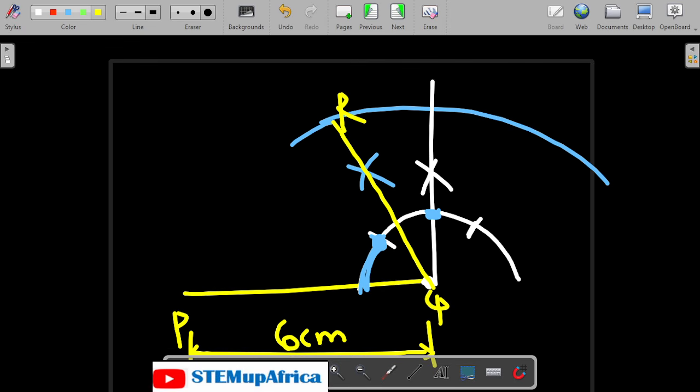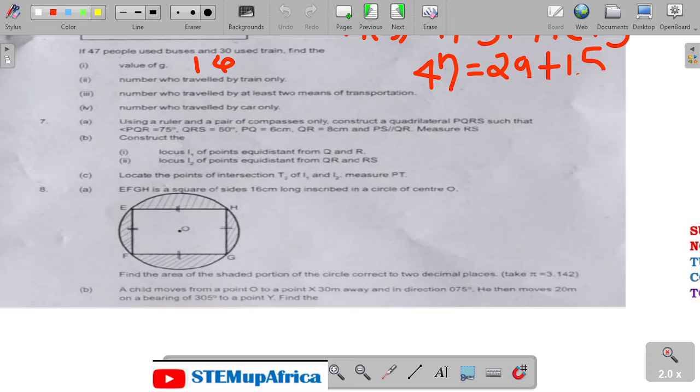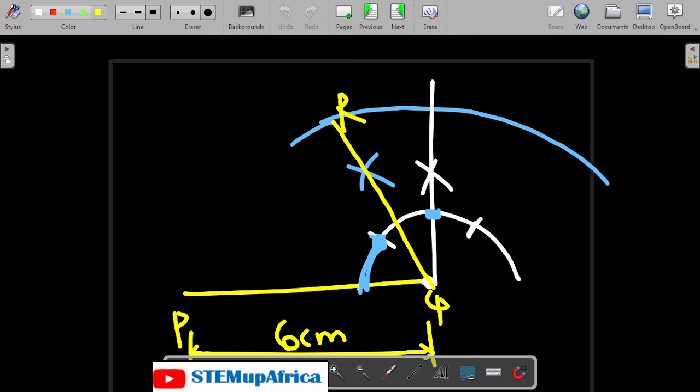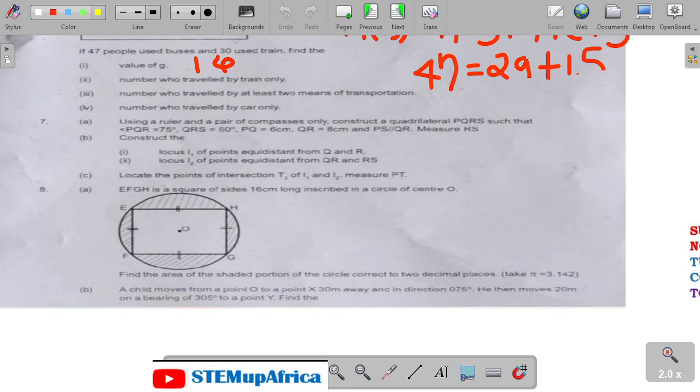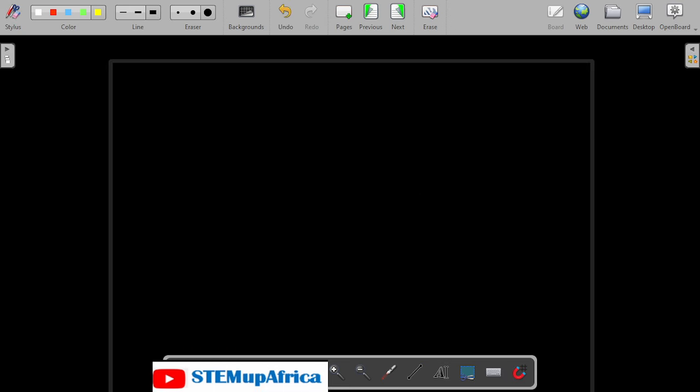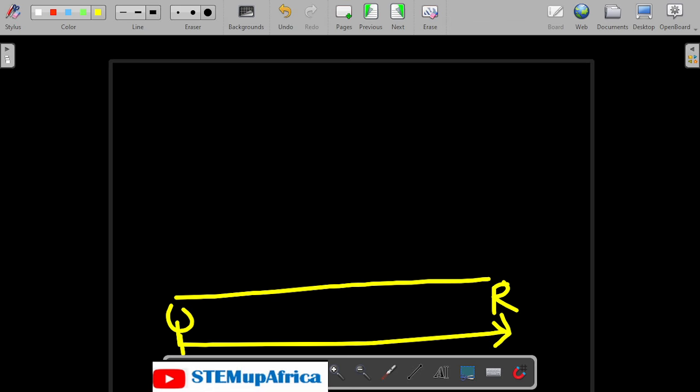So let's see. Then we are told that angle QRS is 60 degrees. Okay, let's start it with QR. That means you have to start this thing with QR, a line QR, which is 8. So use a ruler to measure it. That is 8 cm.